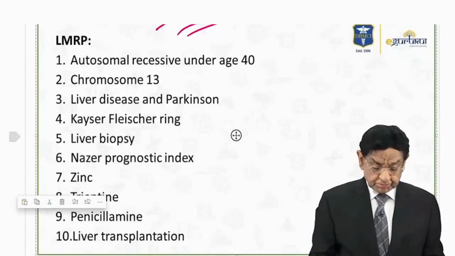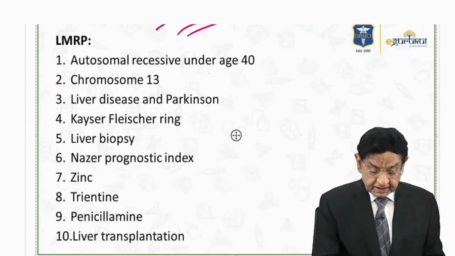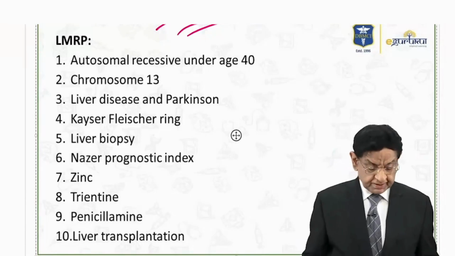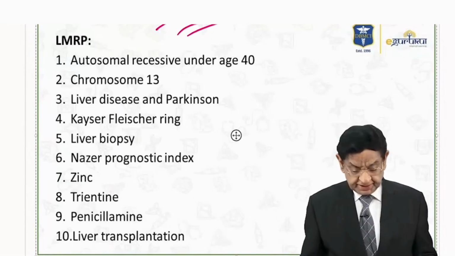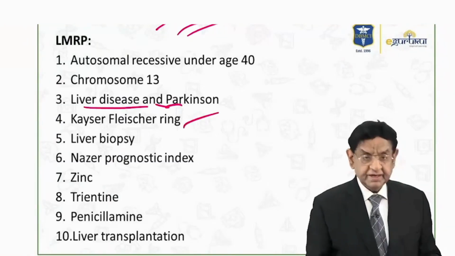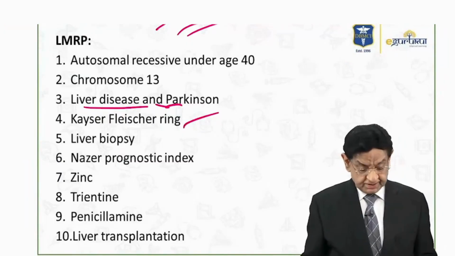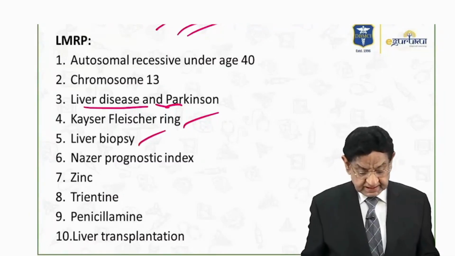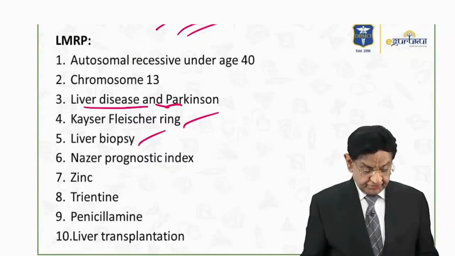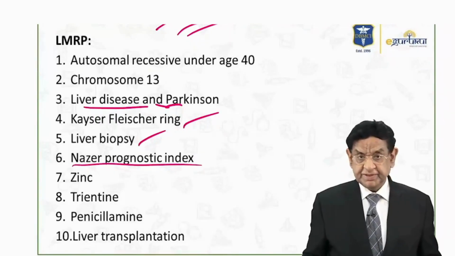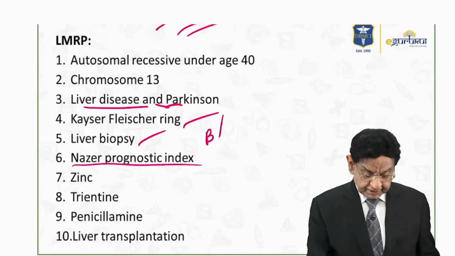Wilson disease: autosomal recessive, usually under the age of 40 years, but normally they present around late childhood. The chromosome involved is 13. Liver disease and Parkinson-like features, KF ring. And the most diagnostic feature is liver biopsy. We use the Nazar prognostic index, which is based on bilirubin, AST and INR.